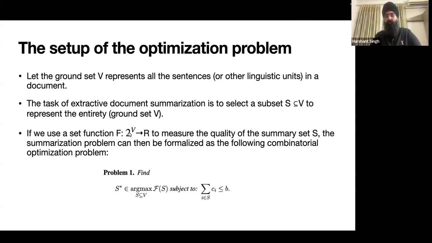So if you use some set function f, which takes you from the set of subsets to R, to measure the quality of the summary, then the optimal summary is one that maximizes f(S) subject to some constraint. These constraints can be something like the number of characters being fixed. So this is a typical combinatorial optimization problem, and that is how you set up the optimization problem relative to summary extraction.